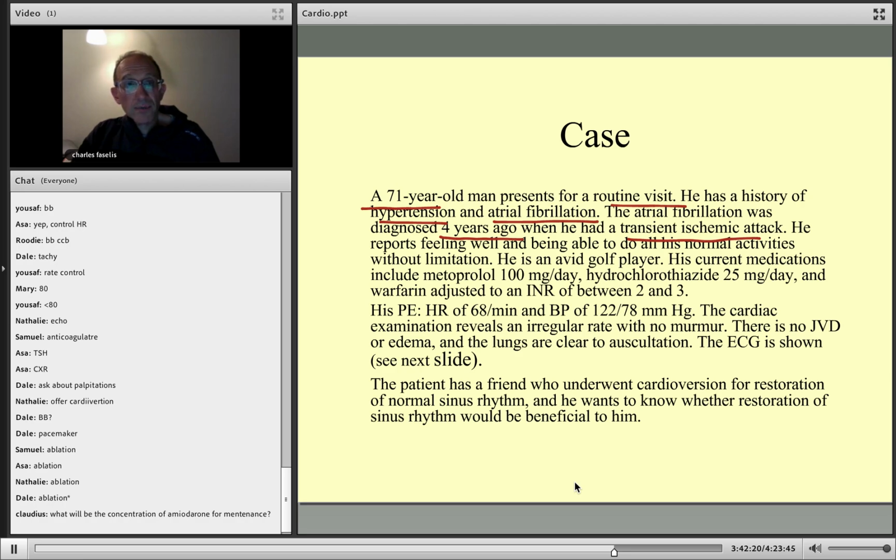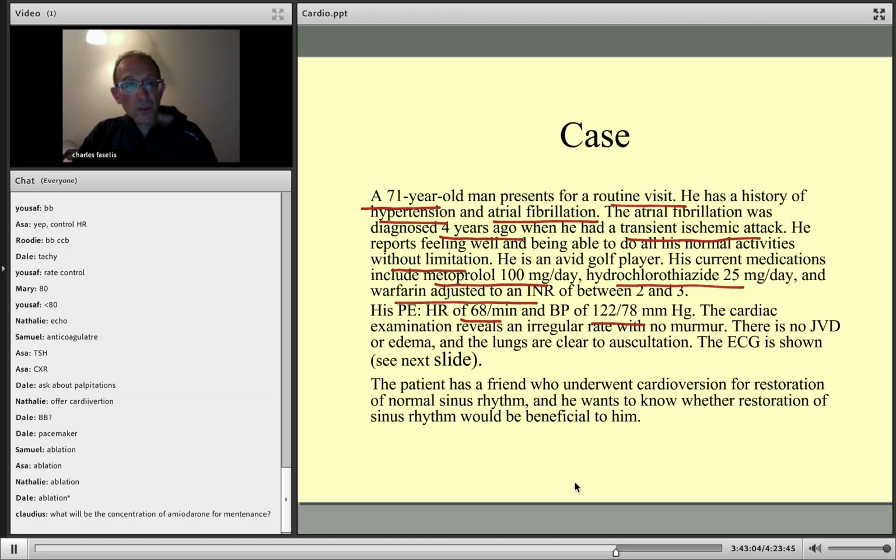He reports feeling well and being able to do all his normal activities without limitation. Watch the wording here. He's an avid golf player. His current medications include metoprolol, hydrochlorothiazide, and warfarin, adjusted to an INR between 2 and 3. Sounds good. His heart rate is 68. That's good. His blood pressure, 122/78. The cardiac examination reveals an irregular rate and no murmur. There's no JVD or edema, and the lungs are clear to auscultation.